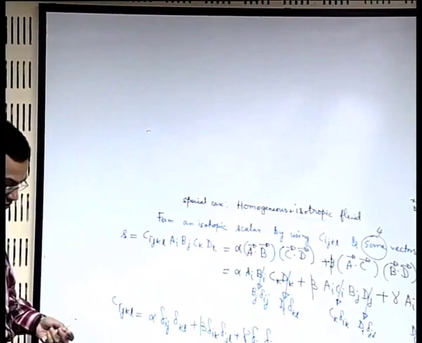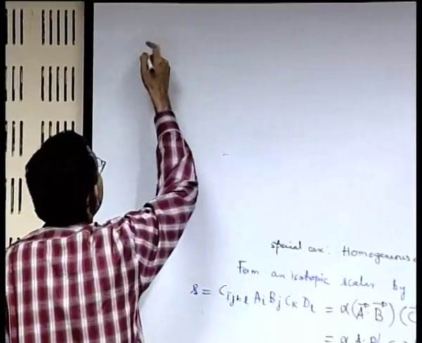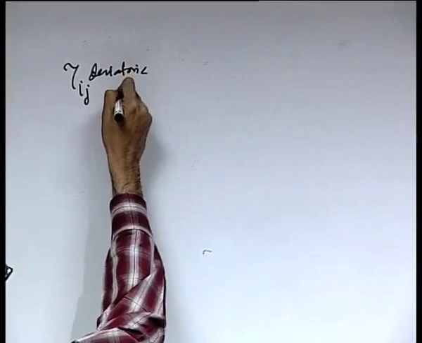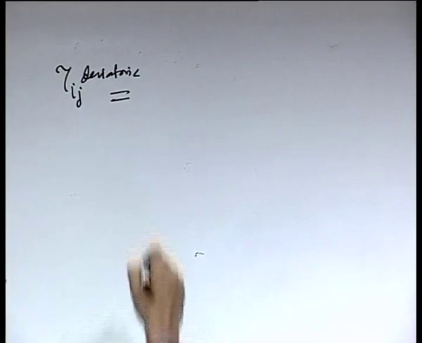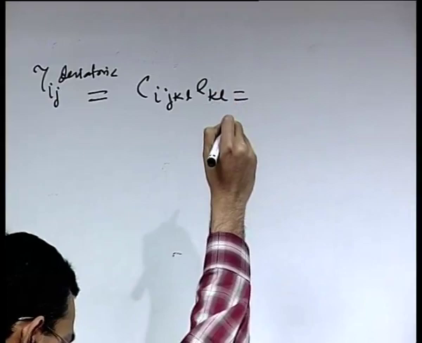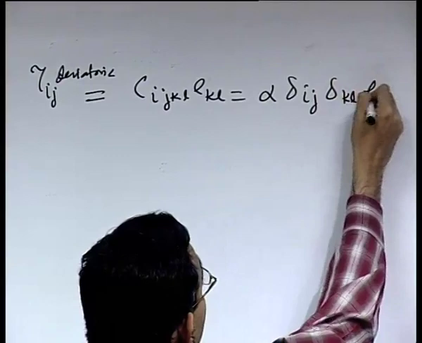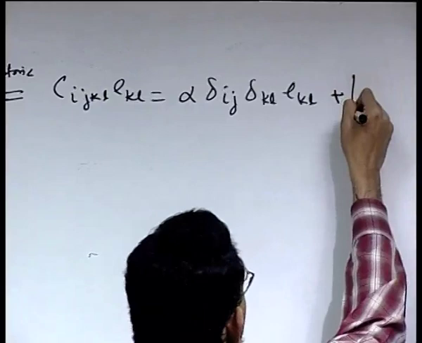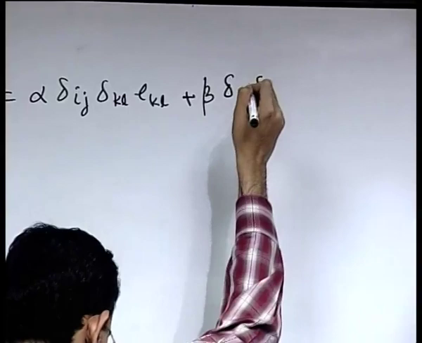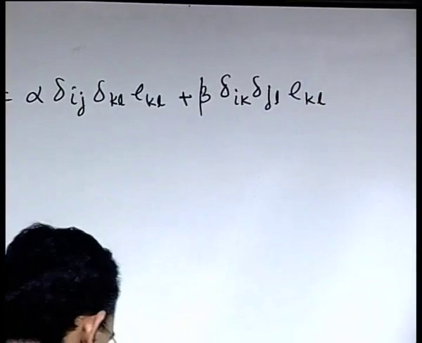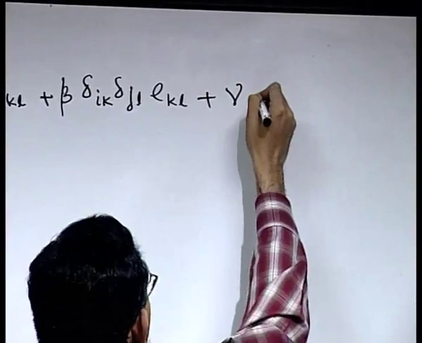So, you have tau ij deviatoric is equal to C ijkl into Ekl. That is alpha delta ij delta kl into Ekl plus beta delta ik delta jl Ekl plus gamma delta il delta jk into Ekl.